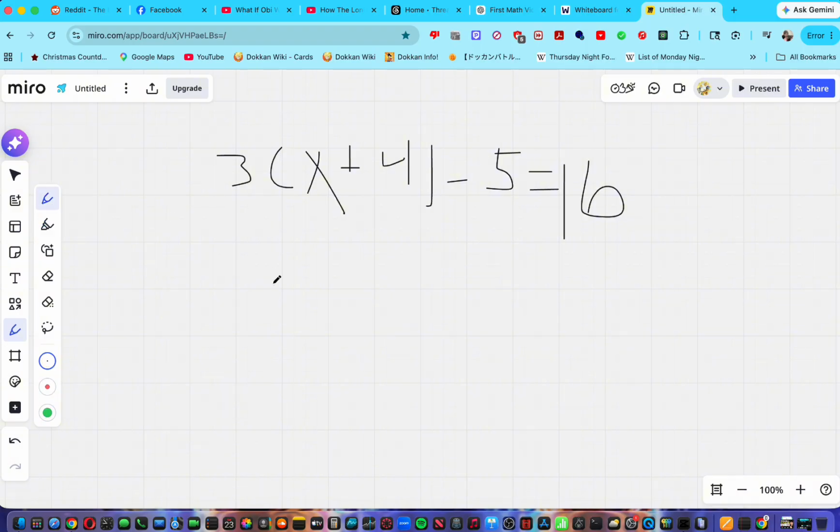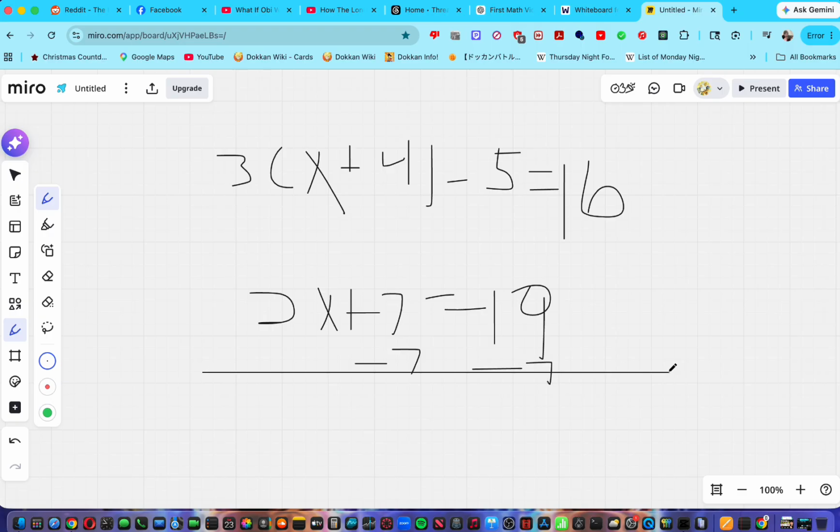So next, we have 2x plus 7 equals 19. So subtract the 7 over. 19 minus 7 is whatever it is: 18, 17, 16, 15, 14, 13, 12. And then divide it by 2 and get 6.